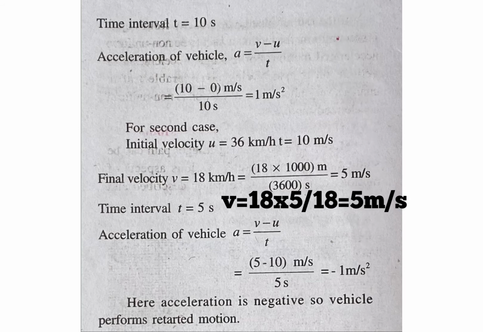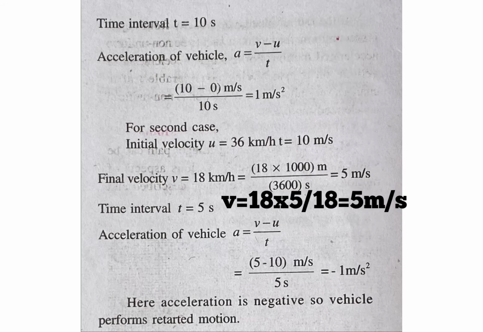Now for the second case, what is the initial velocity? u is equal to 36 km per hour, that is equal to 10 meter per second, and final velocity v is equal to 18 km per hour, that is equal to 18 into 5 by 18, that is equal to 5 meter per second, and time interval t is equal to 5 seconds. So again apply the formula, v minus u upon t, you will get 5 minus 10 by 5, that is equal to minus 1 meter per second square.